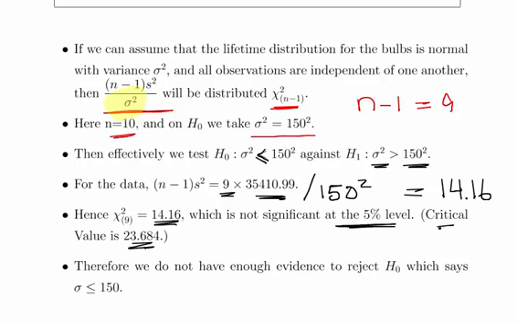Critical value, if you look it up from the chi-square tables using n minus 1 equals 9, you should get that test statistic close to that, depending on how the tables lay it out. But essentially, we do not have enough evidence to reject the null hypothesis that the population standard deviation is less than or equal to 150.